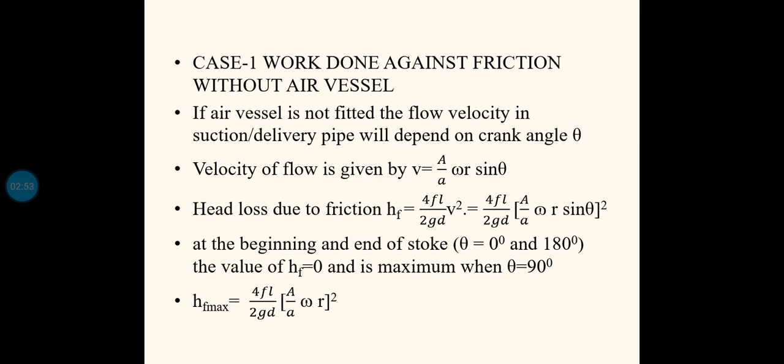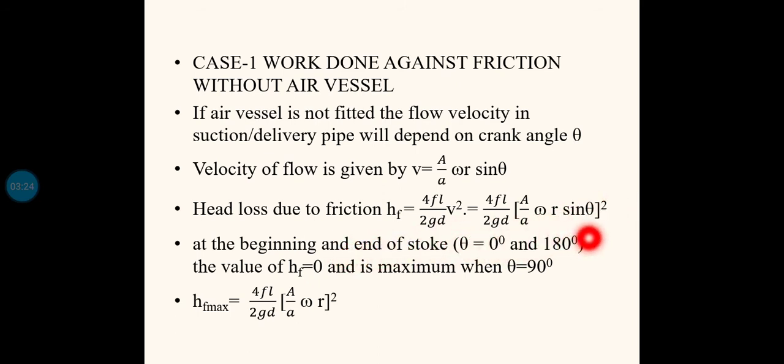Now if the pump is not fitted with an air vessel, the velocity in the suction and delivery pipe will depend on the crank angle theta, and the velocity of flow is given by v equal to A by a omega r sin theta. This we have derived in the first part. Please refer back. See, it depends on the value of sin theta. Head loss due to friction hf is equal to 4fl v square by 2gd. So 4fl by 2gd into, instead of velocity, we substitute A by a omega r sin theta, whole square.